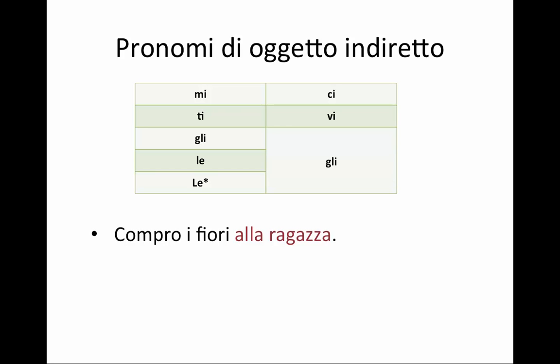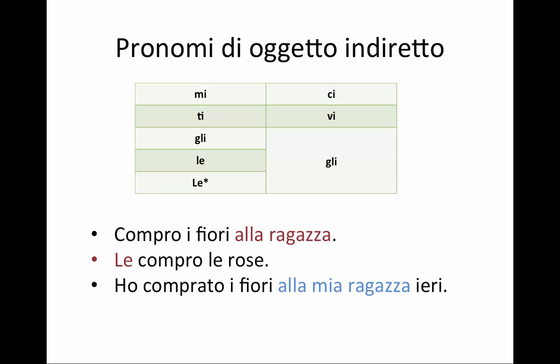Compro i fiori alla ragazza. To whom? A chi? Alla ragazza. Le compro le rose. Ho comprato i fiori alla mia ragazza ieri. Let's see what happens in the past tense now. So what happens? Absolutely nothing. Le ho comprato le rose. So the verb in the passato prossimo does not reflect in any way indirect object pronouns. Only those direct ones. As always, please let me know if you have any questions after watching this presentation.